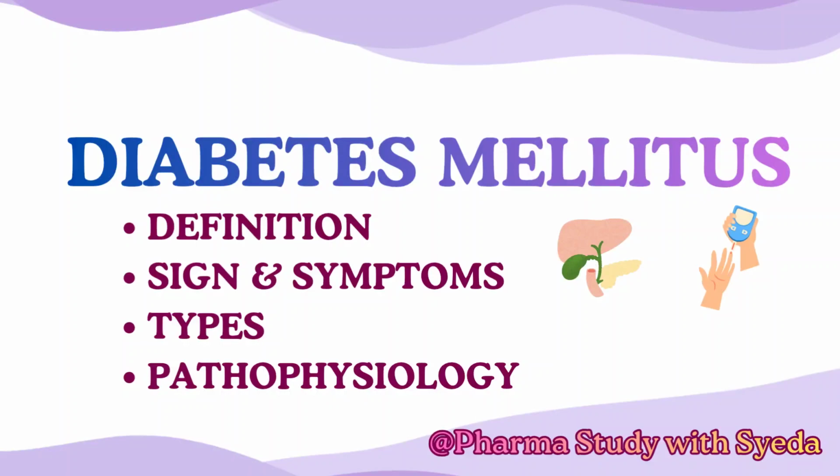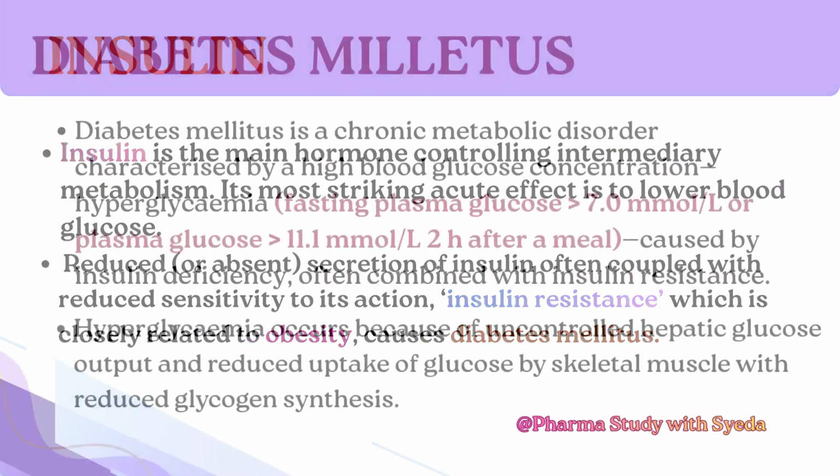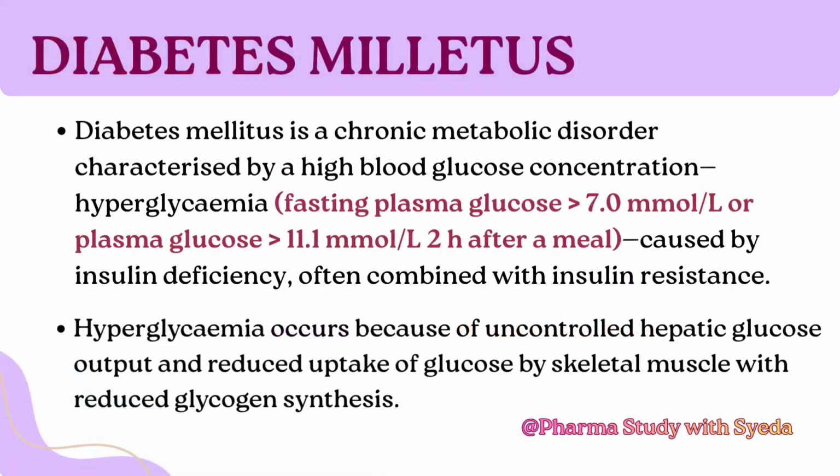Let's learn about diabetes mellitus, its definition, signs and symptoms, types, and pathophysiology in a simple and easy way. Insulin is the main hormone that controls metabolism and lowers blood glucose levels. When insulin is reduced, absent, or the body becomes resistant to it, especially in obesity, blood sugar rises, leading to diabetes mellitus. Diabetes mellitus is a chronic metabolic disorder characterized by high blood glucose levels, called hyperglycemia.